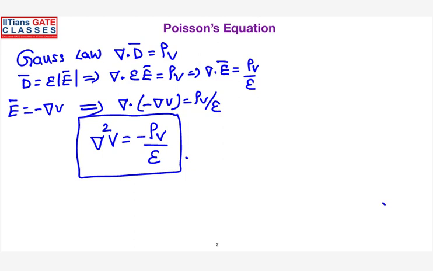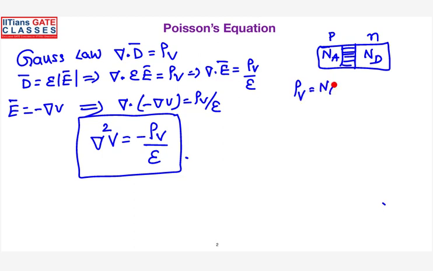The application of Poisson's equation you can find in your electronic devices and circuits theory. Suppose you have a PN junction diode, and this is your depletion region, right? Because the P side is full of acceptor atoms and the N side is full of donor atoms, you know the charge density on the P side is Na into Q, and the charge density on the N side is Nd into Q.